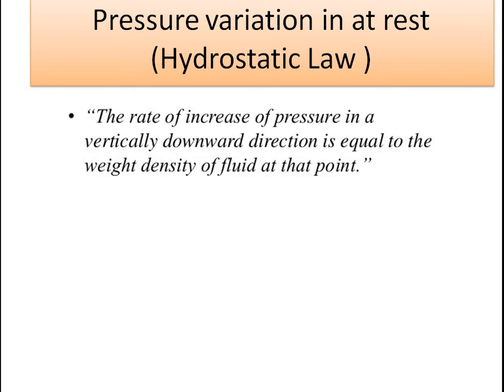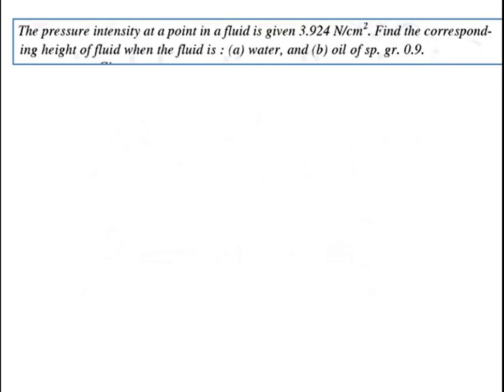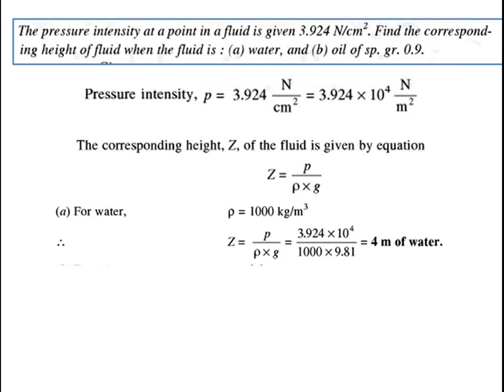Pressure variation at rest, that is the hydrostatic law. What is the hydrostatic law? The rate of increase of pressure in a vertically downward direction is equal to the weight density of the fluid at that particular point. So delta P by delta Z is equal to rho into g. So by this, we solve this problem.